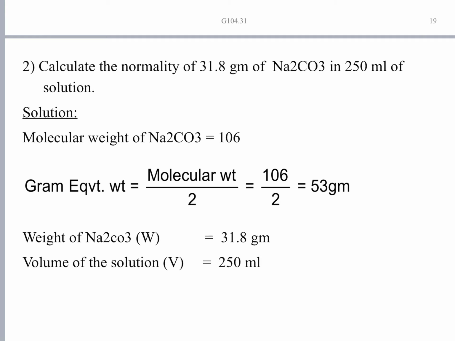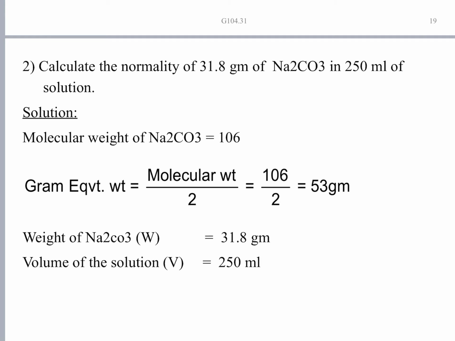Molecular weight of sodium carbonate is 106 grams. Gram equivalent weight is molecular weight by 2, that is 106 by 2 equal to 53 grams. How did we get 106? 2 sodiums, 2 into 23 is 46, 1 carbon is 12, 3 oxygens, 3 into 16 is 48. 48 plus 12 plus 46 comes to 106 grams.